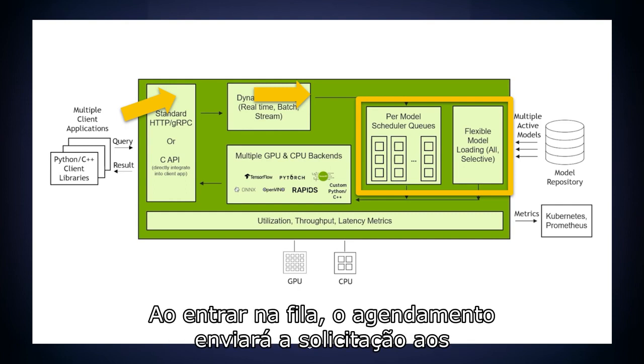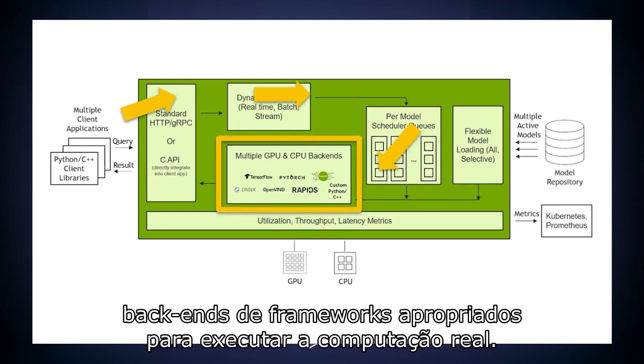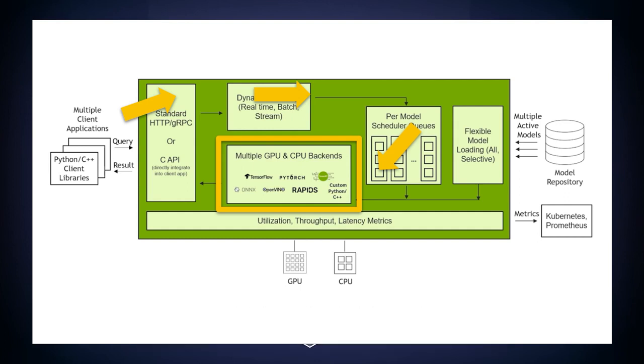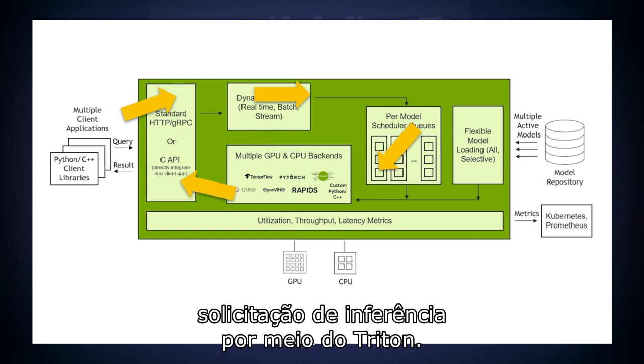Upon queuing, the scheduler sends the request to the appropriate framework backends to perform the actual computation. The output tensors are then sent back to the client. This was a quick rundown about the flow of an inference request through Triton.